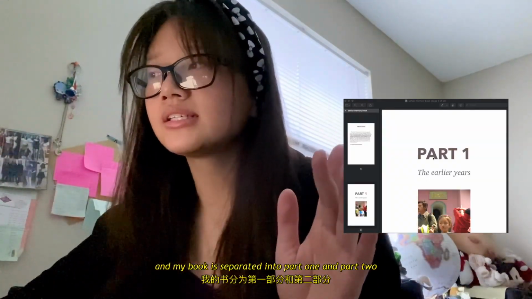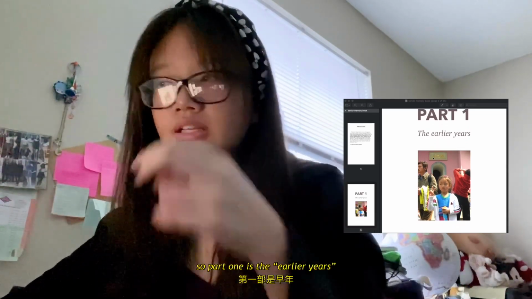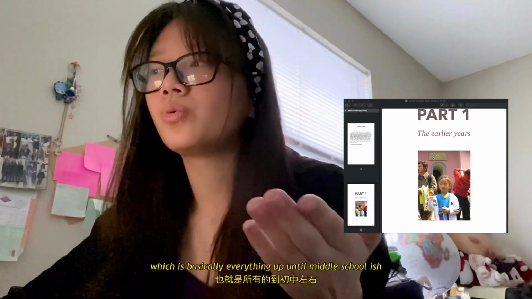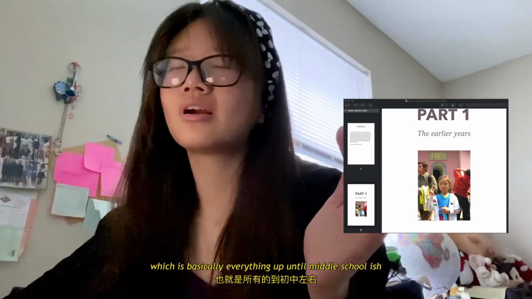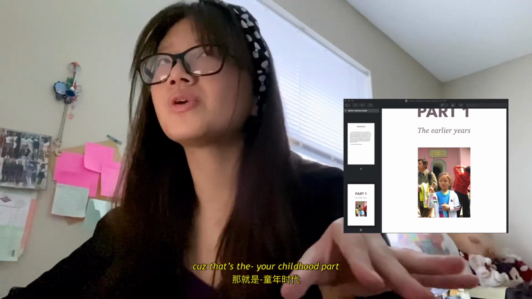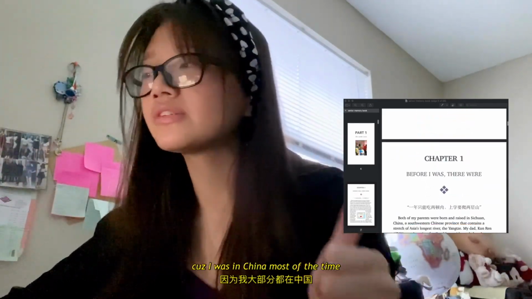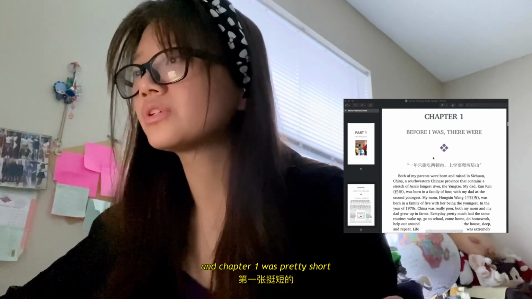And my book is separated into part 1 and part 2. So part 1 is the earlier years, which is basically everything up until middle school-ish, because that's your childhood part, which I don't really remember that much because I was in China most of the time. And chapter 1 was pretty short.